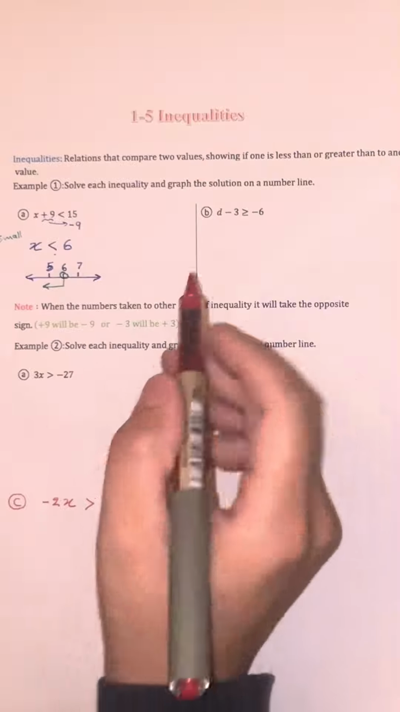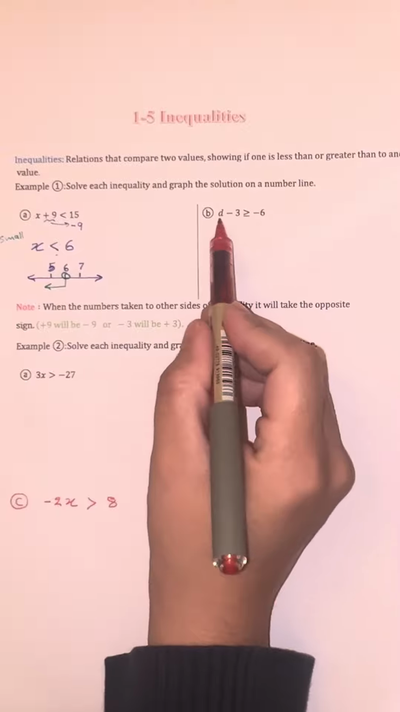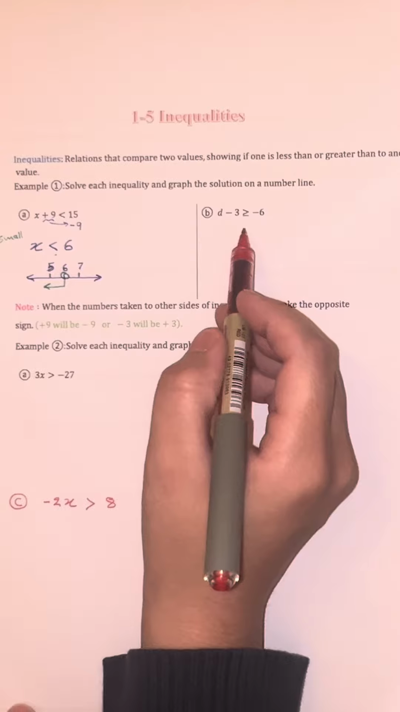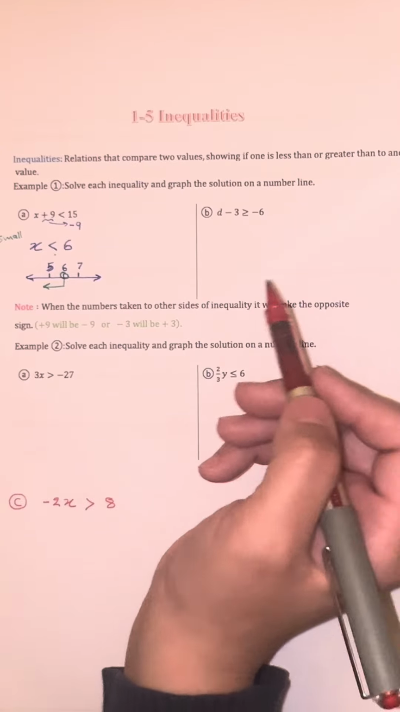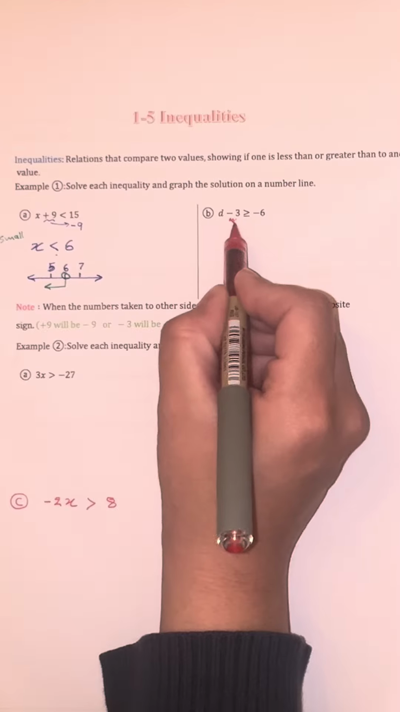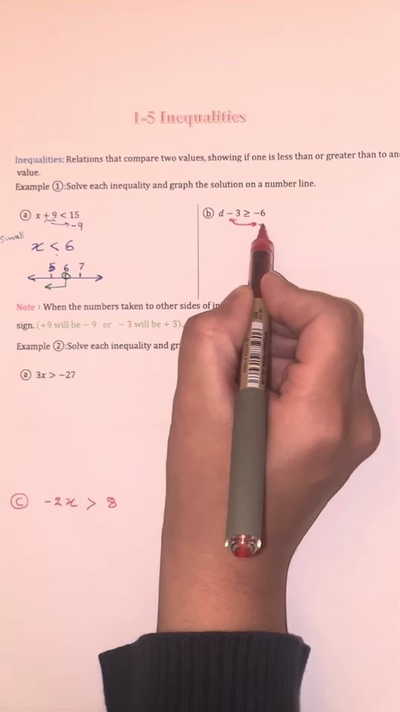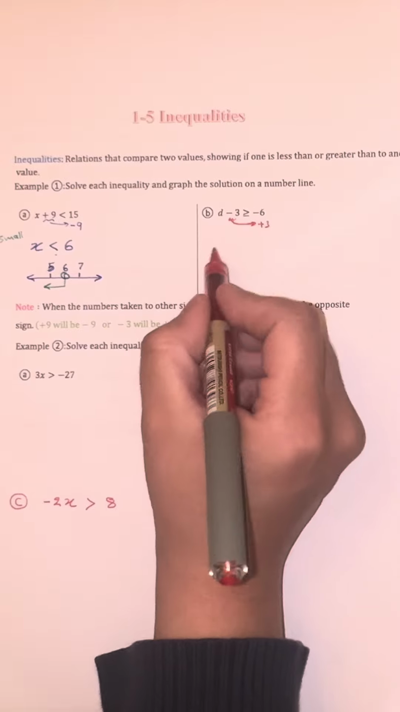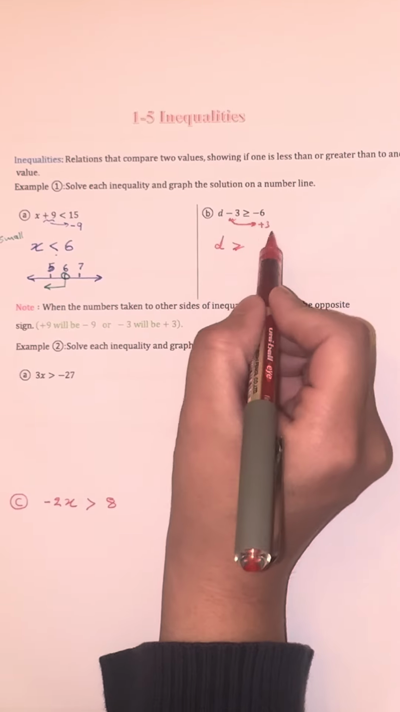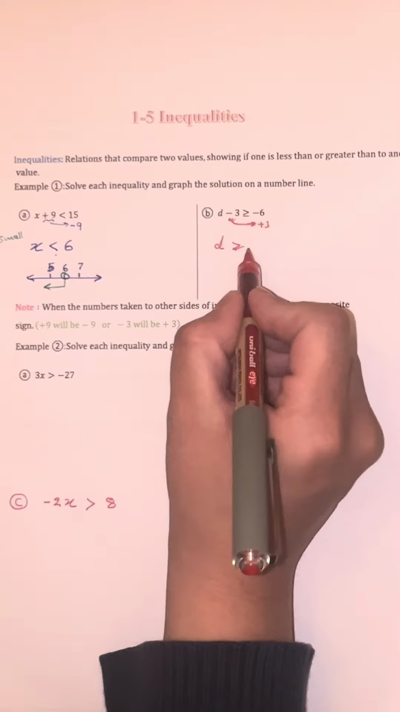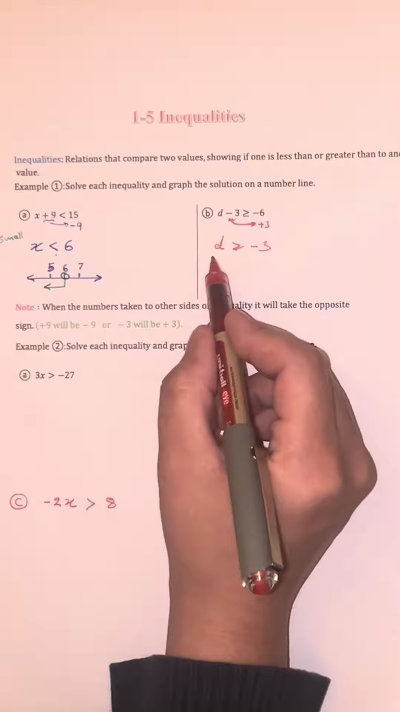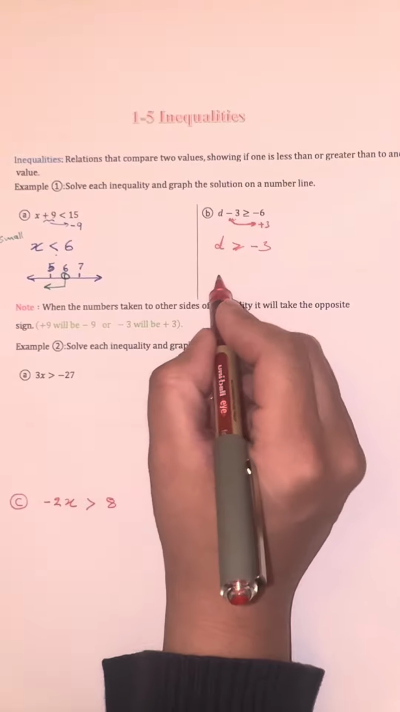Question B, we have d minus 3 greater than or equal to negative 6. So isolate the variable on one side and the number on the other side. So take this negative 3 to the other side, it will be positive 3. So d as it is, the symbol as it is, negative 6 plus 3 will be negative 3. So we get d greater than or equal to negative 3.